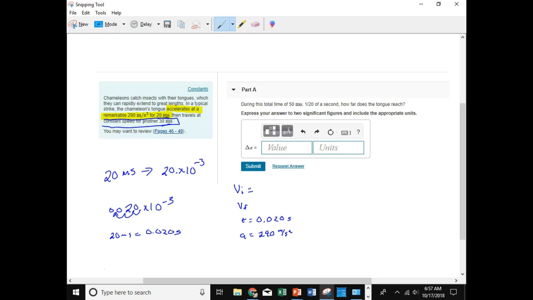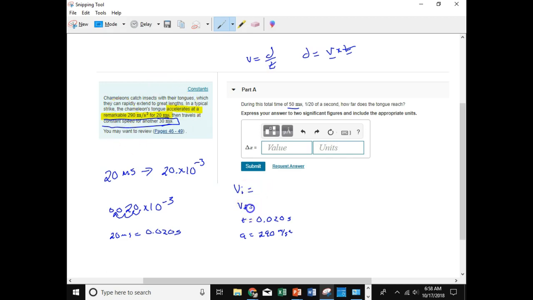So the question it's asking is, during this total time of 50 milliseconds, again, that's the 20 milliseconds plus 30 milliseconds, how far does the tongue reach? Well, the 30 milliseconds is pretty easy. That's just velocity is equal to distance over time. Distance is equal to velocity times time. You just got to know the velocity and the time. You know the time, that's 30 milliseconds. The velocity, however, I don't believe is given to you, so you'll have to also work out that final velocity in this problem as well.